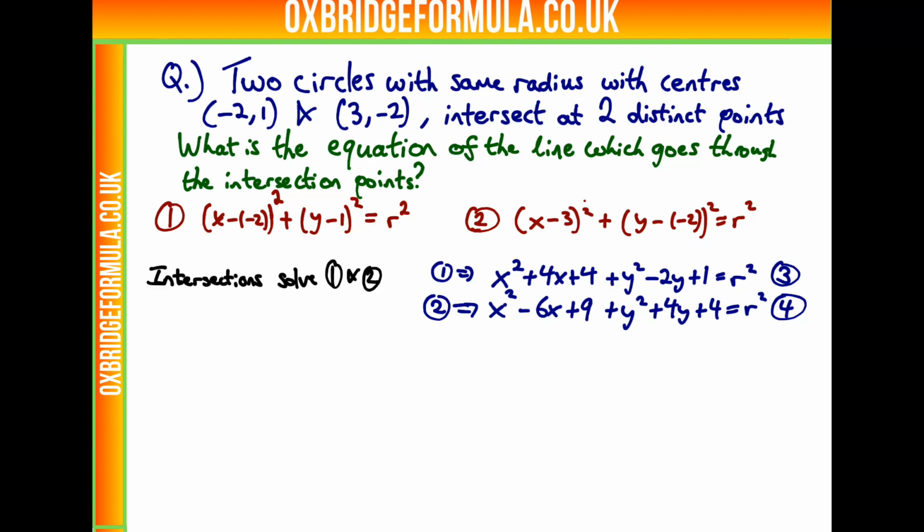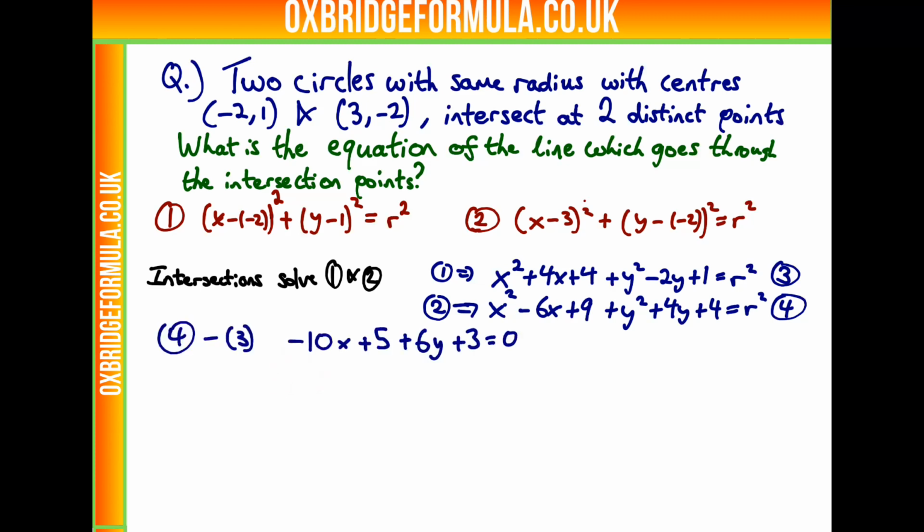Okay, so the options we're given in the question are all lines. So we want to eliminate quadratic powers of x and y and also this r term, because that's a variable that we've come up with. So how might we do that? Well, we notice that if we take equation 4 minus equation 3, the r squareds cancel, as well as the x squareds and the y squareds. So let's try and do that.